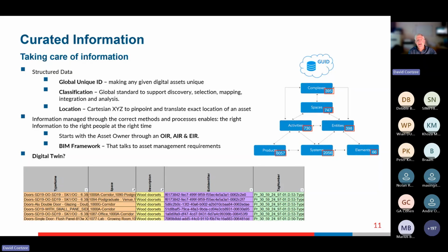And on the right-hand side here, these are the main tables that Uniclass uses: complexes, spaces, activities, entities, products, systems, and elements. Because they are constantly updating and improving how these look, these numbers are already woefully out of date. The products table is the big one. The last time I looked, and I haven't updated this slide, it was at over 8,000 different products, and by now that's probably closer to 10,000. I must actually go and have a look.